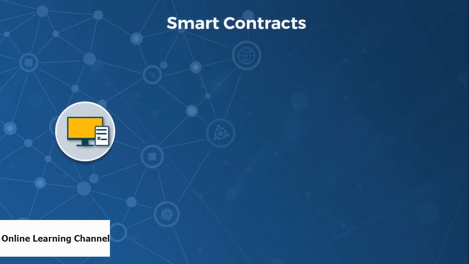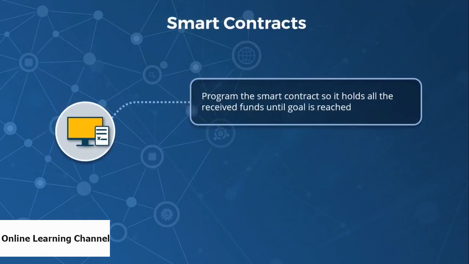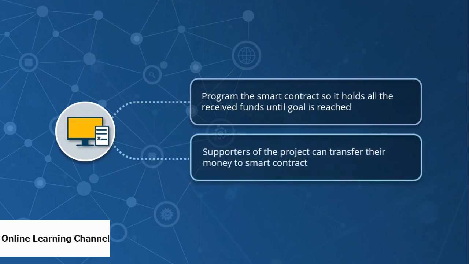For this to happen, the smart contract needs to be coded in such a way that it holds all of the received funds until the specific goal is reached. That is, a fundraising goal has been reached before the deadline. In this case, the supporters of the project will transfer over their contributions towards the smart contract, which will effectively function as an escrow.